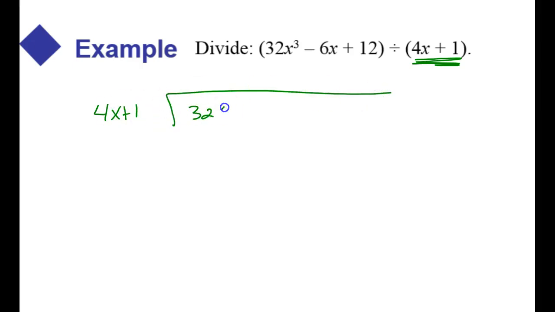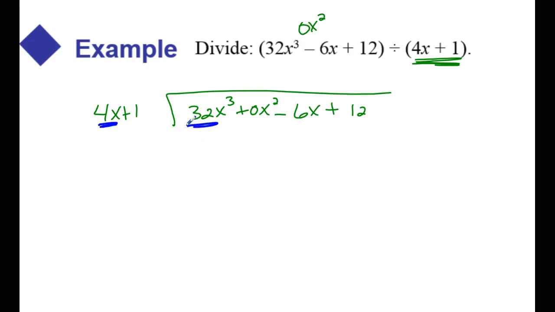We need a placeholder here because this is a cubed, and after a cubed we have no x squared term, so I would recommend that you write a 0x squared for a placeholder, minus 6x plus 12, and that way I've got an x cubed, x squared, x term, and a constant. And that placeholder becomes important, you'll see here in just a moment.